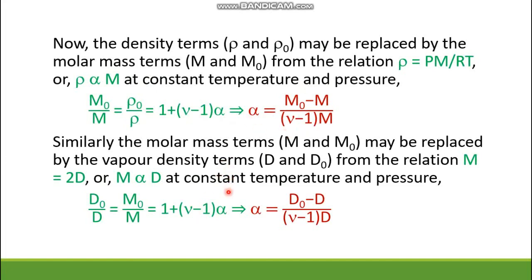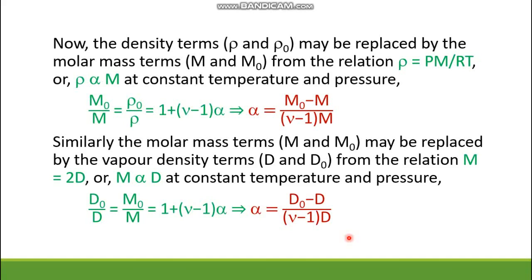And we know the vapor density also. Vapor density into 2 equals molar mass. We know this, isn't it? So M equals 2D. So from that relationship, M equals some constant into D. That means M varies as D. So M1 by M2 equals D1 by D2, or conversely M0 by M equals D0 by D. So D0 by D equals M0 by M, which again we know equals this one, and by rearranging we can get the relationship alpha equals (D0 minus D) divided by (nu minus 1) into D.